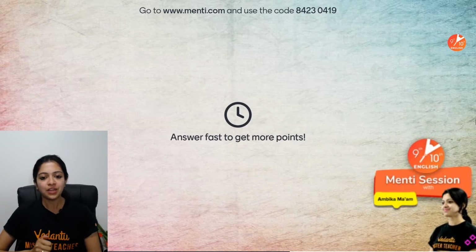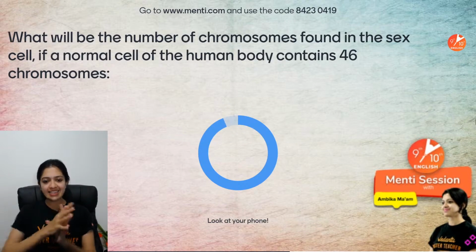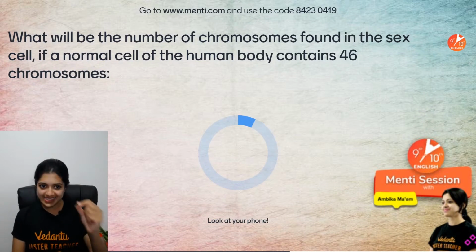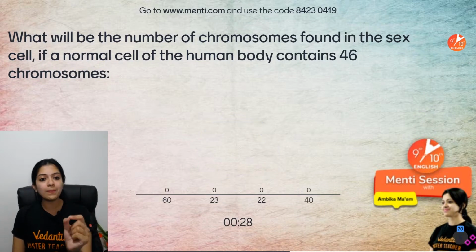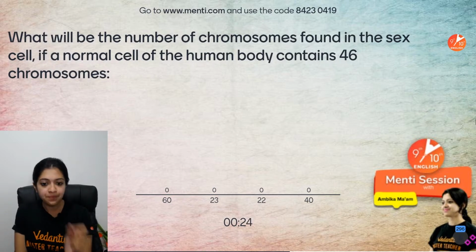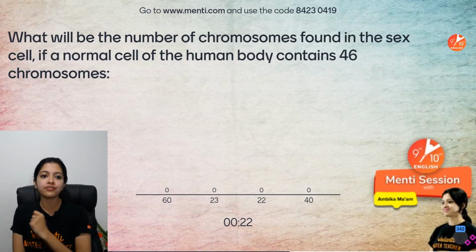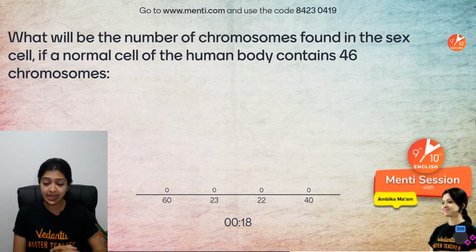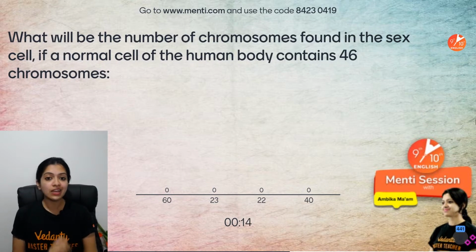And here it is. Question number 19. What will be the number of chromosomes found in the sex cell, pay attention, if the normal cell of a human body contains 46 chromosomes? 60, 23, 22, or 40? What would be the number of chromosomes found in the sex cell if a normal cell of the human body contains 46 chromosomes?